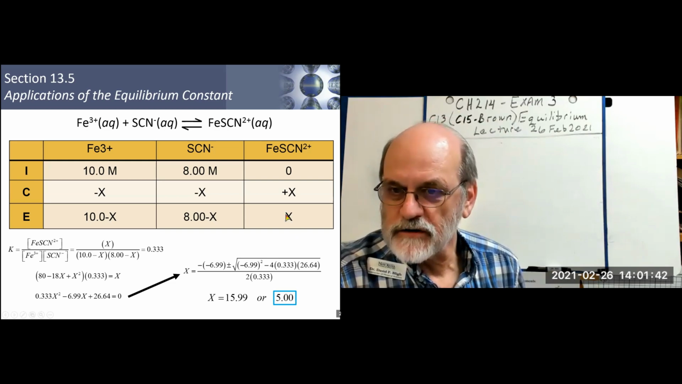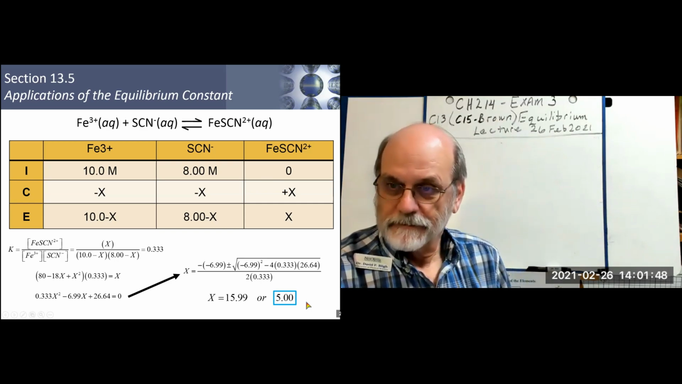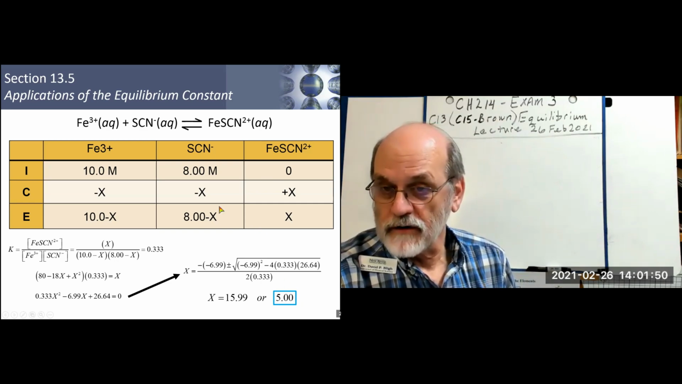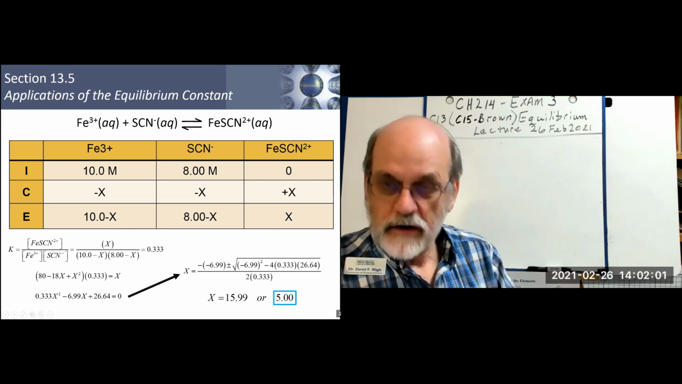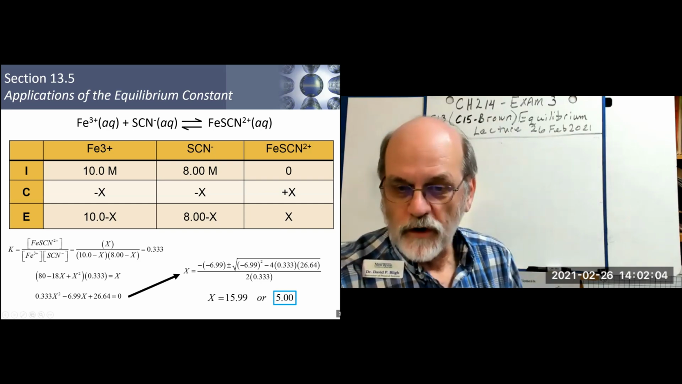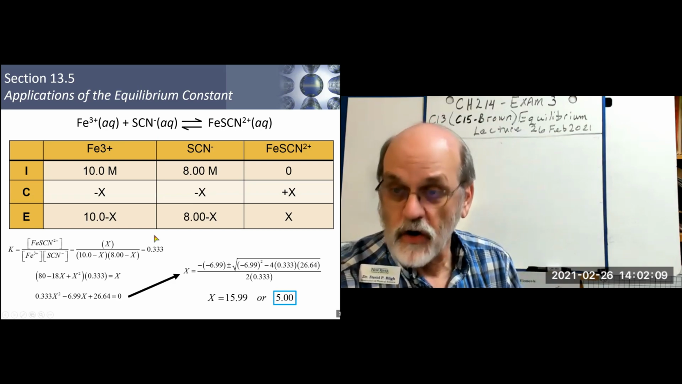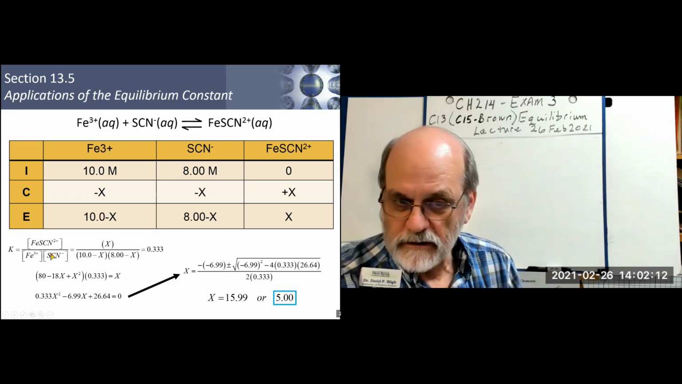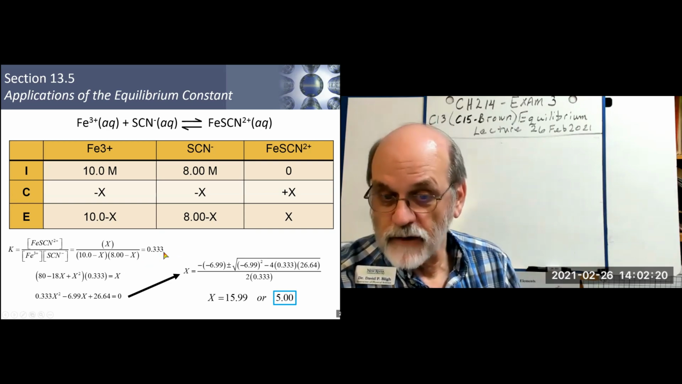So now the concentration of iron thiocyanate is 5 molar, right? If you want to find out what's left on the reactant side, just subtract 5 from it. 8 minus 5 is 3. 10 minus 5 is 5. So you have 5, 3, and 5 as your equilibrium concentrations. And if you want to confirm that these values are correct, just plug them back into the formula, right? 5, 3, 5, and you should end up with 0.333.